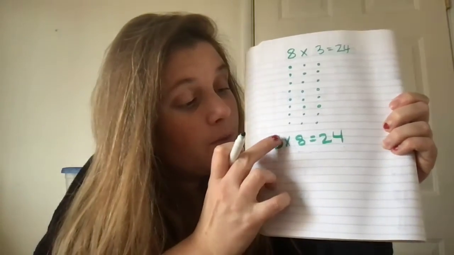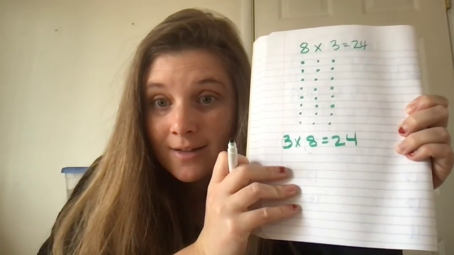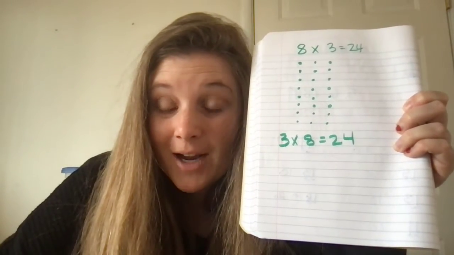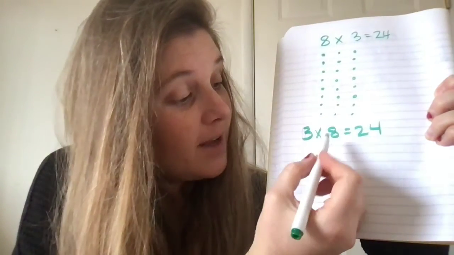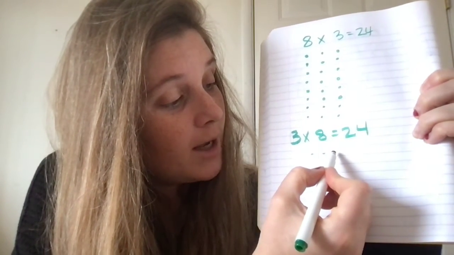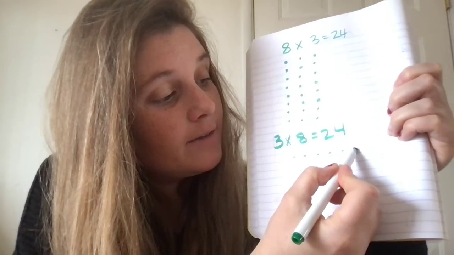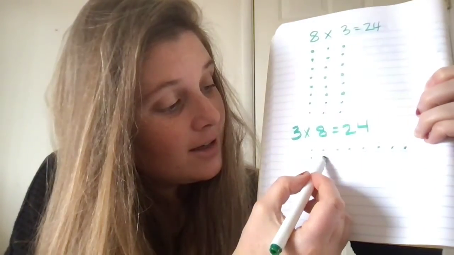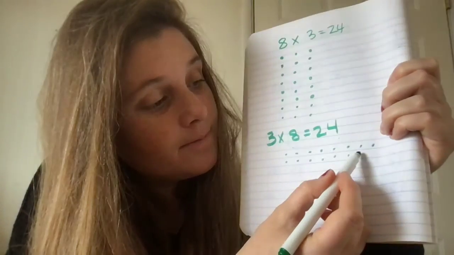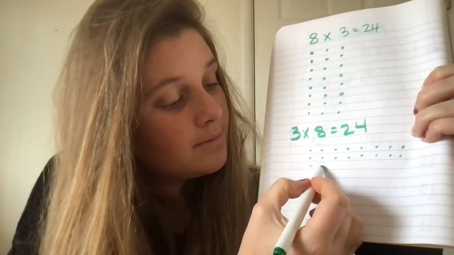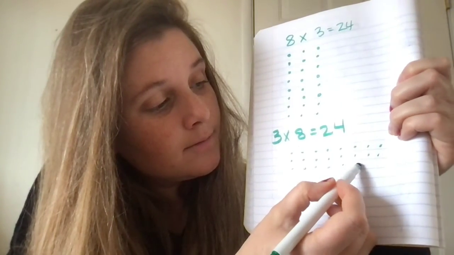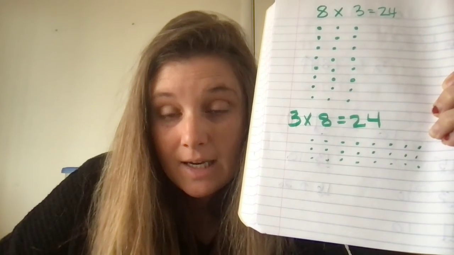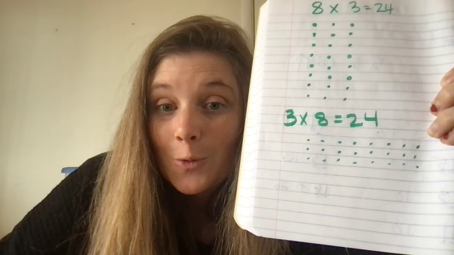Now remember, this is 3 groups of 8. Can you draw that? Pause me. Did you write an array? 3 groups of 8. Our groups always go across in a row. 1, 2, 3, 4, 5, 6, 7, 8. Now we do that 3 times. There is our 3 groups of 8.